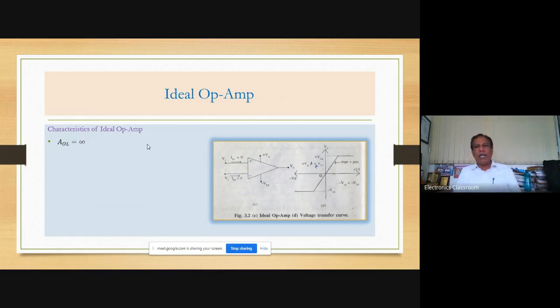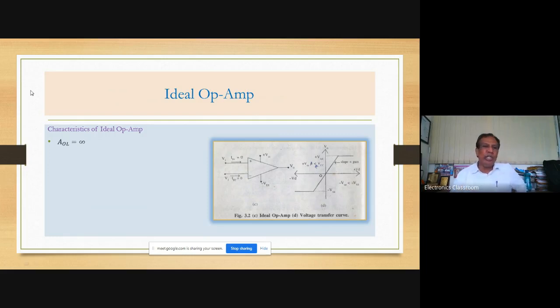The concept of open loop gain is that we can connect the output to the input. That means there should be feedback between the input and output, and it is known as closed loop gain. If there is no relation between the input and output, that is known as open loop gain. Without feedback, it is called open loop gain. With feedback, it is known as closed loop gain.